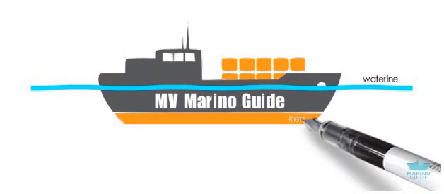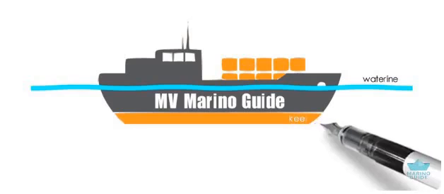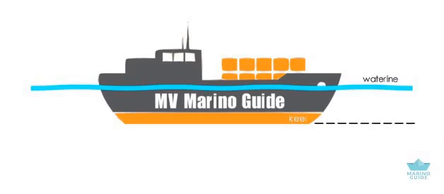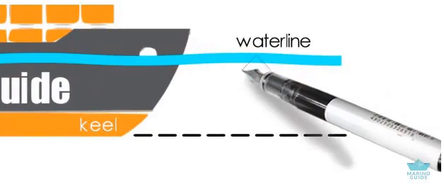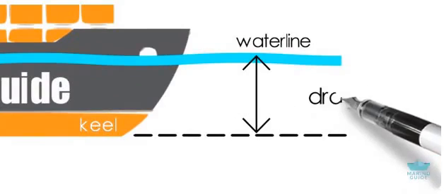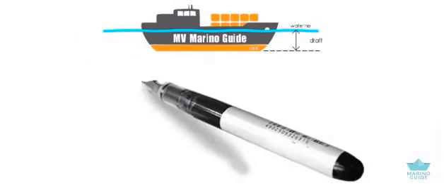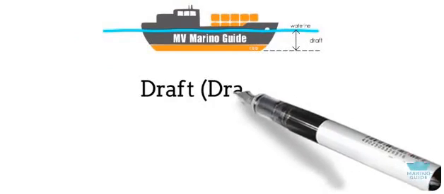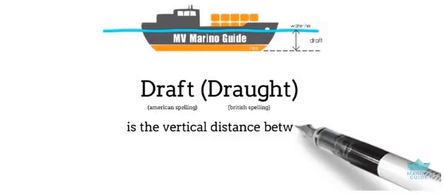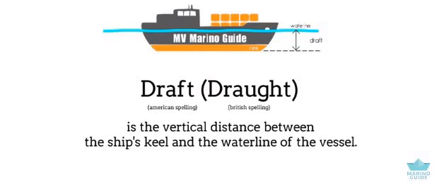On the other hand, keel is the main structural member and the backbone of the ship, running longitudinally along the center of the bottom of the hull from stem to stern. The distance between the two is called draft. In short, draft is one of the principal dimensions of any waterborne vessel and is defined in technical terms as the vertical distance between the ship's keel and the waterline of the vessel.